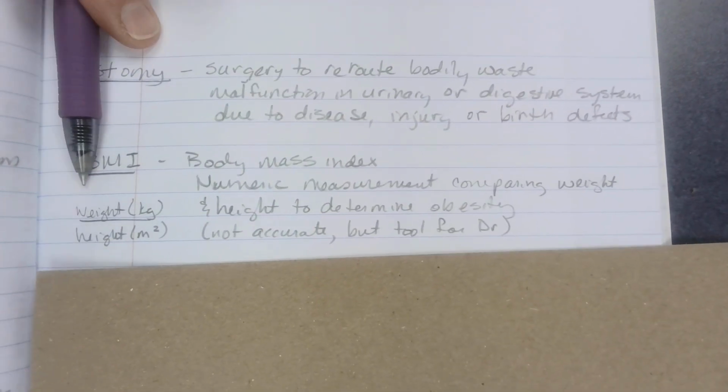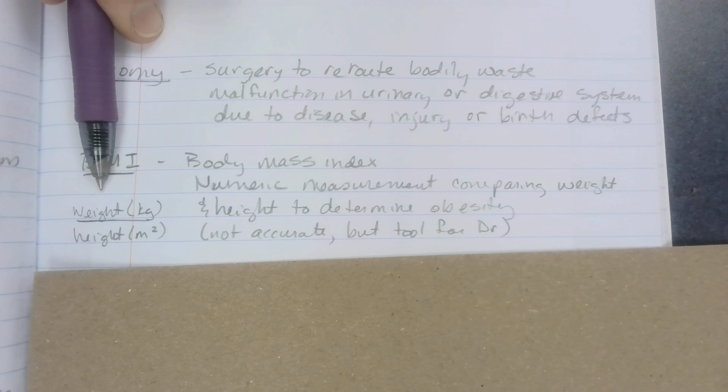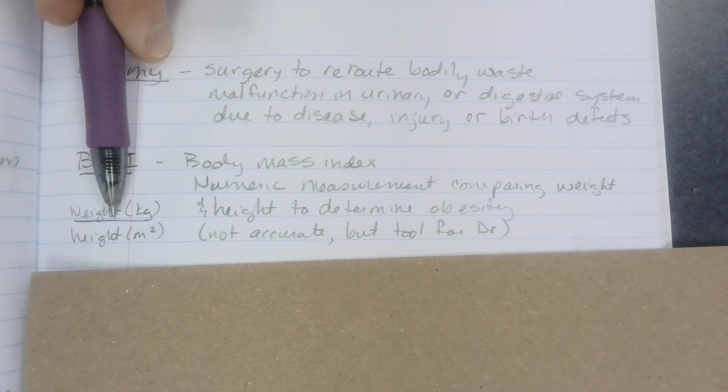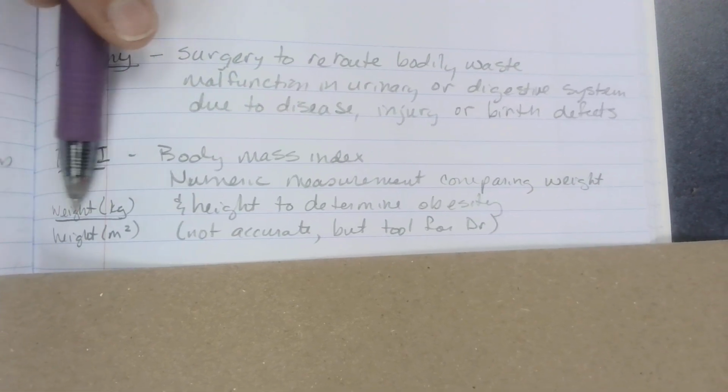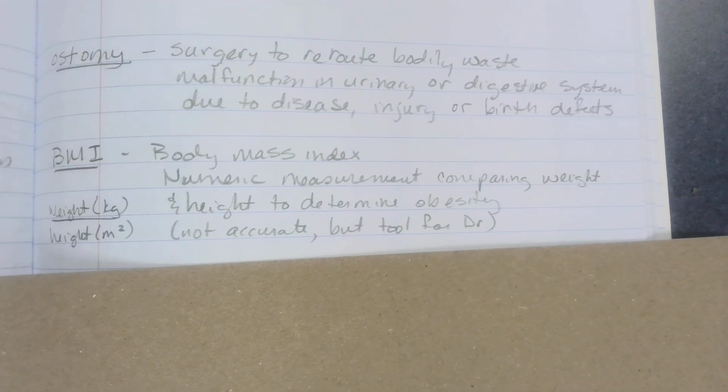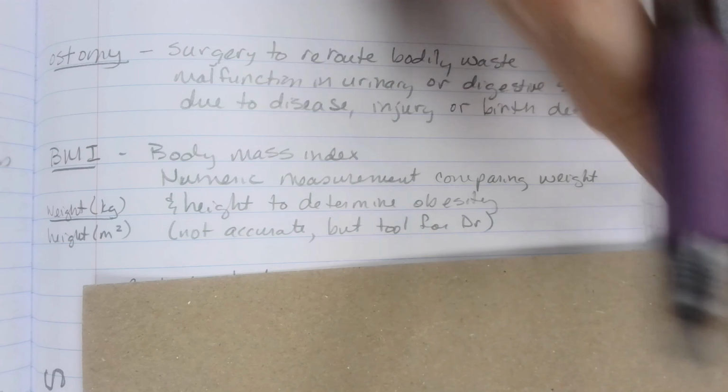So in order to find BMI, we need your weight in kilograms divided by your height in meters. Top number divided by bottom number. Weight in kilograms divided by height in meters.